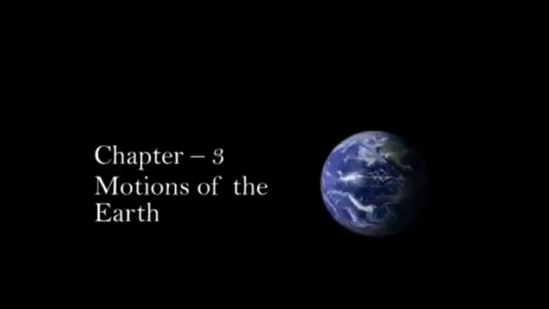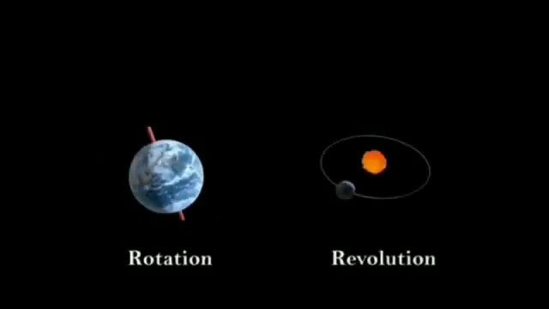Today we will start with the third chapter, Motions of the Earth. The Earth has two types of motions, namely rotation and revolution. We will discuss these motions in detail. Number one, rotation. It is the spinning movement of the Earth on its own axis. It is also called the axial movement of the Earth.